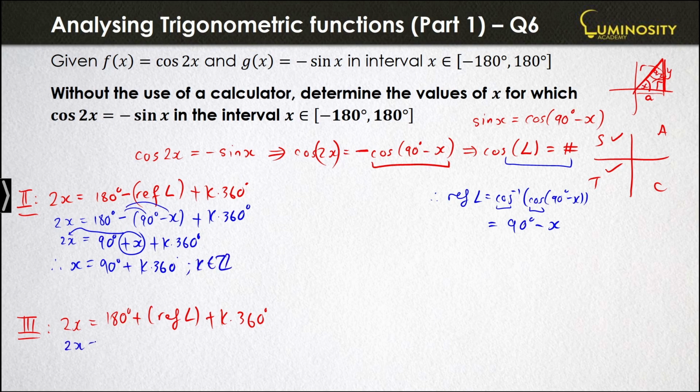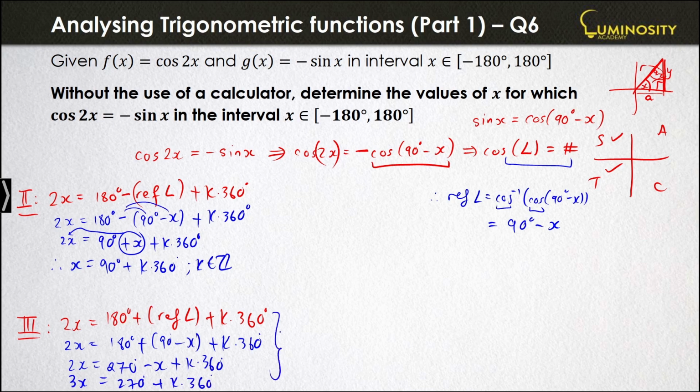And then for the third quadrant, we're going to have 2x equals 180 degrees plus 90 degrees minus x, plus k times 360. So now we're going to have 2x equals, so 180 plus 90, that's 270, minus x plus k times 360. Just make sure you're following your algebraic steps very carefully. Now I can move that negative x to the left-hand side. So that gives me 3x equals 270 degrees plus k times 360 degrees. And therefore, if I divide both sides by 3 now, I get x equals 90 degrees plus k times 120 degrees, where k is an integer.